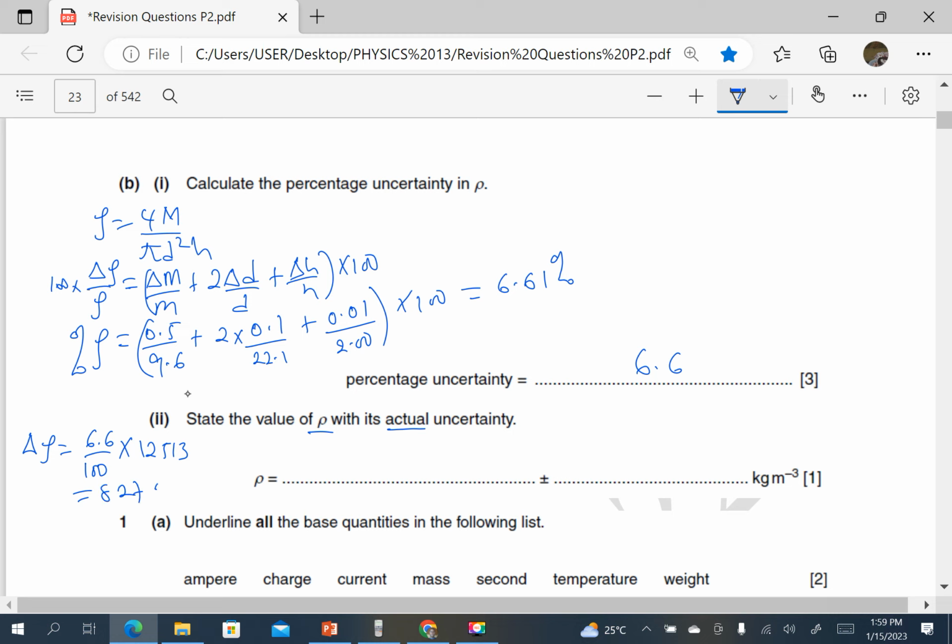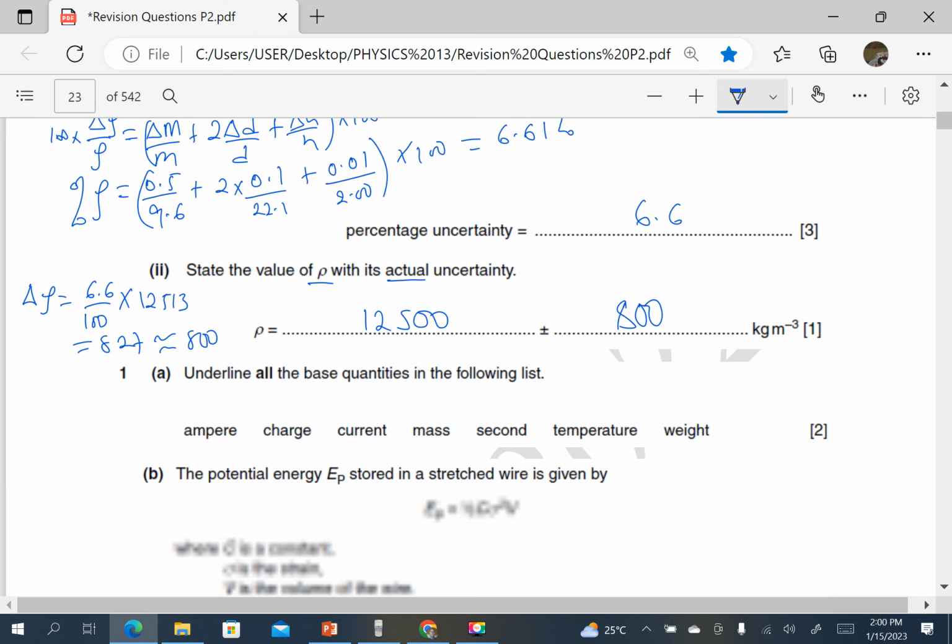So this is giving me 827. 827 to one significant figure, it is 800. So it is 800 to one significant figure. And since it ends with two zeros, it is a whole number ending with two zeros. I'll write the final density as a whole number ending with two zeros. That makes this one to be 12,500.